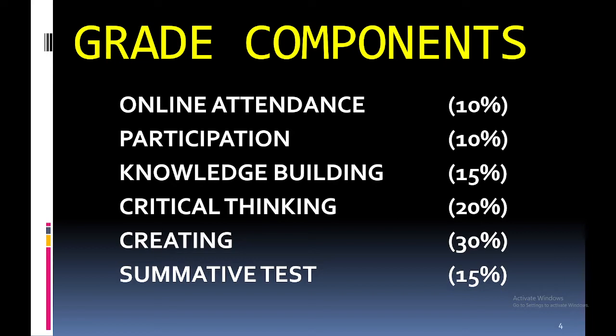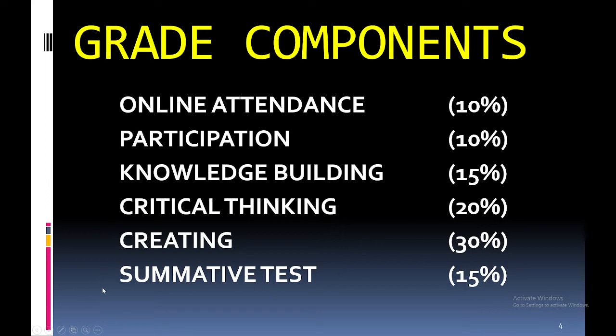Okay? Knowledge building, critical thinking, creating. Where do you find these three? Master's material, sir. In the course material. Okay, in the module you find the three. 15% for knowledge building, critical thinking 20%, creating 30%.